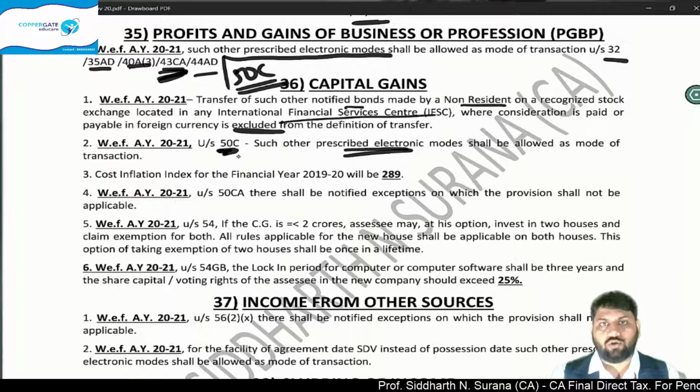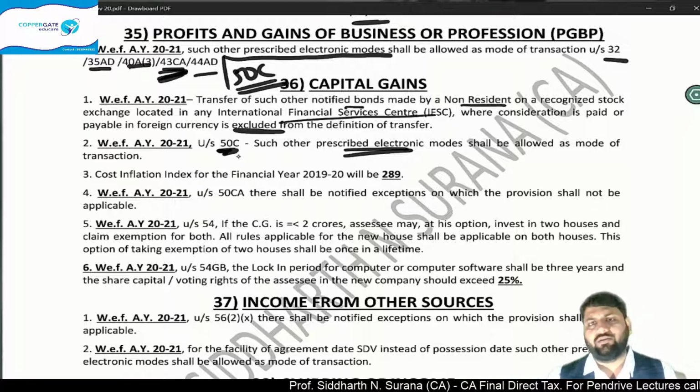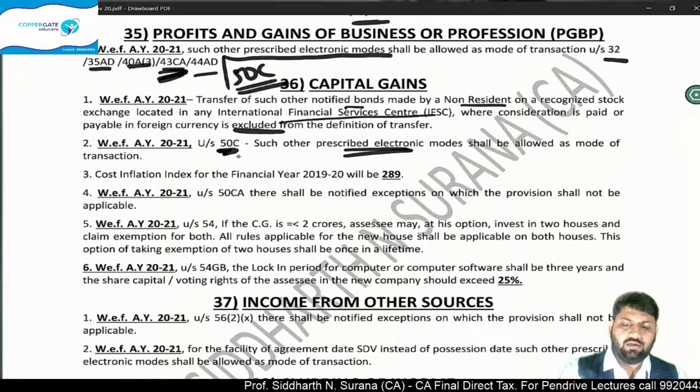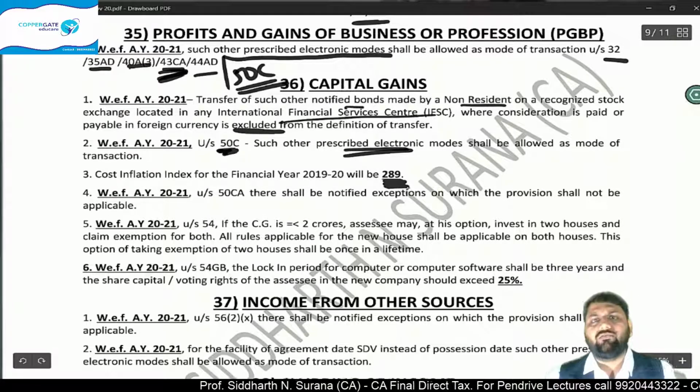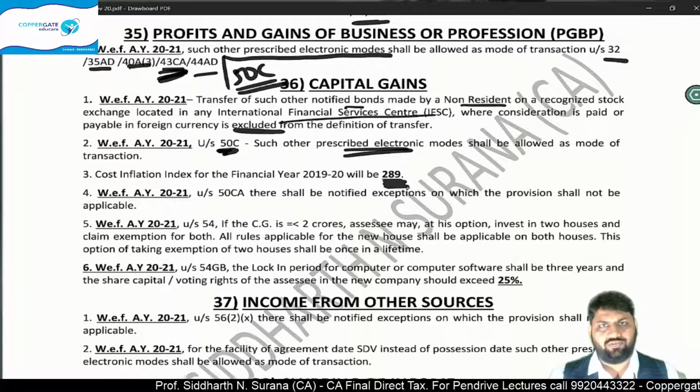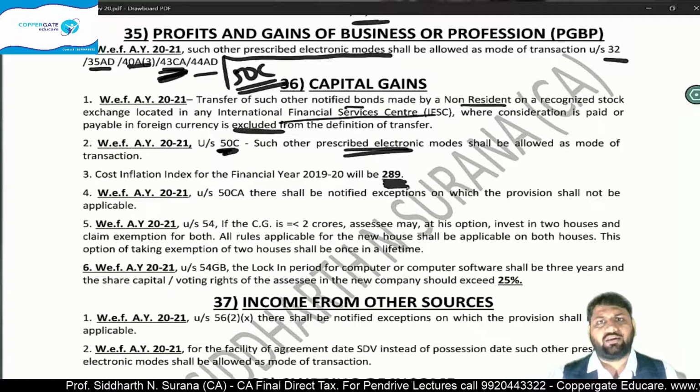And now we will also cover other prescribed electronic modes. So the same amendment has come in a lot of chapters. Next, a very important amendment will apply on any question where you are solving long-term capital gains. The cost inflation index for the financial year 19-20 will be 289.